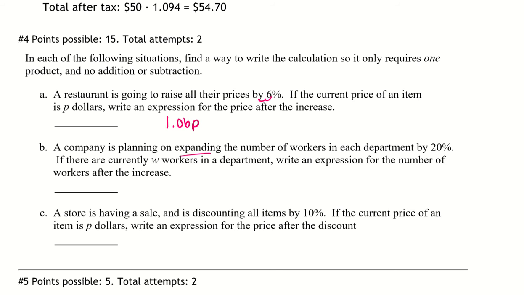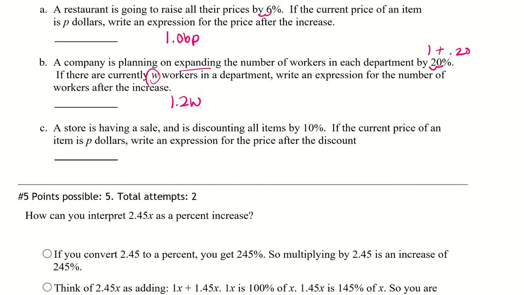It's expanding, so again we're adding. So I'm going to add 1 plus that 0.20 because we have to move the decimal twice. And my variable is W, so that'll be 1.2 W. This time I'm discounting, so it's subtracting. Move it twice. So since it's subtracting, I'm going to say 1 minus the 0.1. So I get 0.9 P. And I use P because that's the variable they give me.